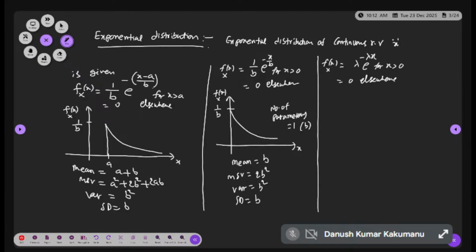What is the change from here to here? Observe. What is the change from second to third? This is exponential decaying. What is the change here? 1 by b is replaced by what? Lambda. 1 by b is replaced with lambda. This is f of x, the PDF, and it is in x. Now, can you guess what the mean is now?